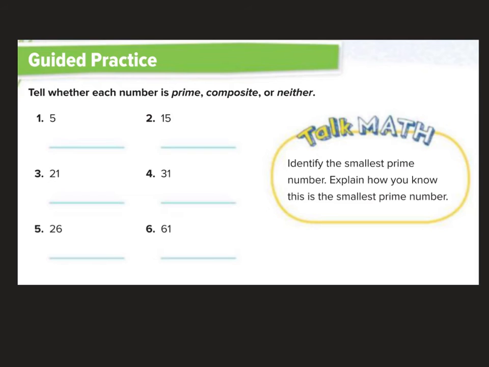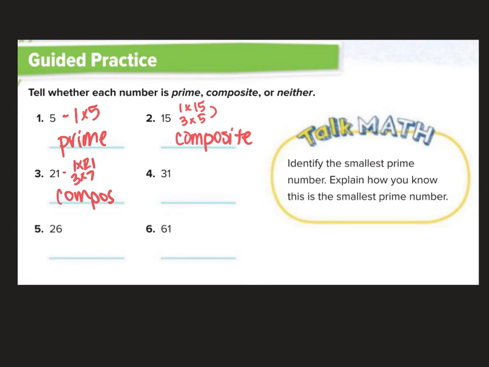Tell whether each number is prime, composite, or neither. So 5, the only way to get to 5 is 1 times 5, so that's prime. 15: we've got 1 times 15 and 3 times 5, which makes it composite, because we've got 2 options, not just 1 times 15. 21 is 1 times 21 and 3 times 7, so that's also composite. 31, only 1 times 31. That's a prime number.